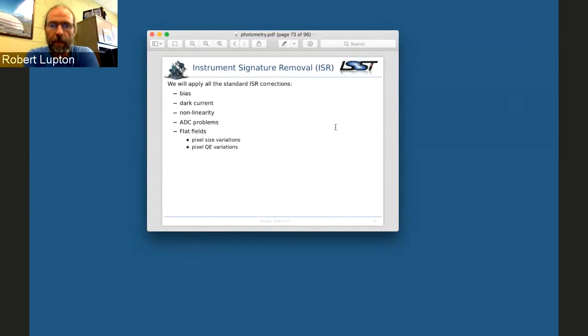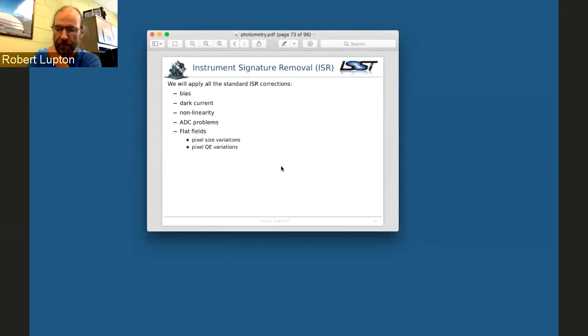First of all, you have to worry about the ISR, the instrument signature removal. We'll do all the standard things. We'll fix a nonlinearity as well as is known. We will fix problems in the ADCs. If you've been reading arXiv this last week, there are exciting problems in ADCs, where ADC now stands for analog digital converter, not atmospheric dispersion corrector, sorry.